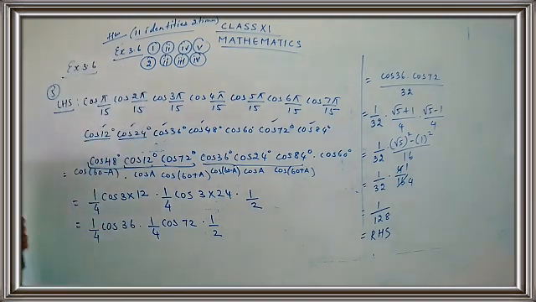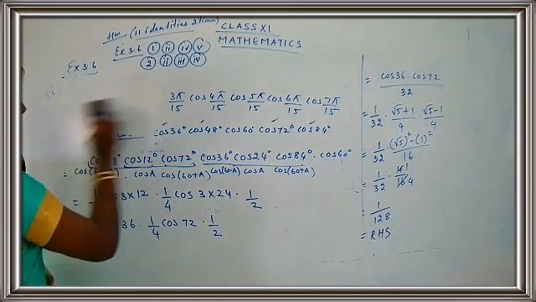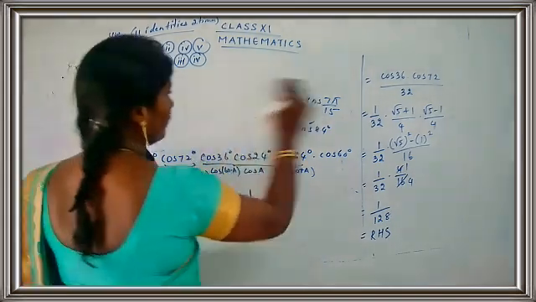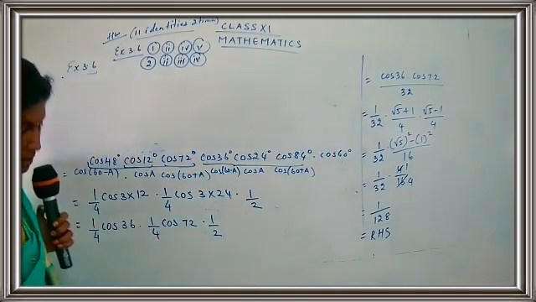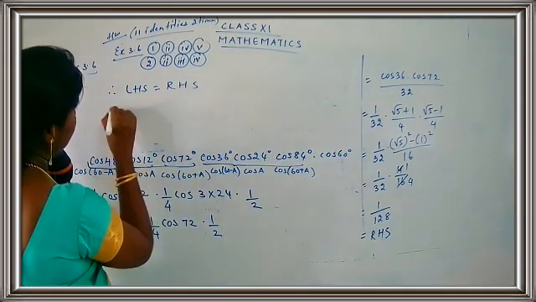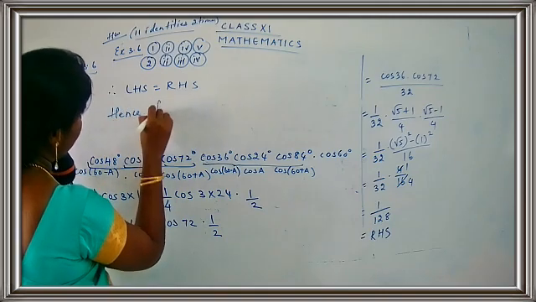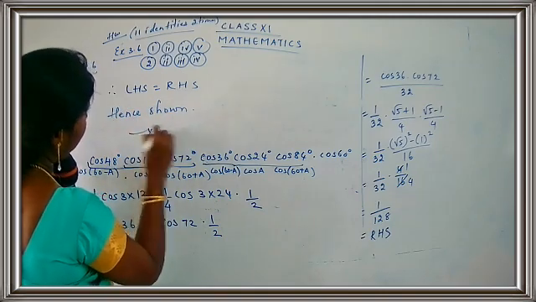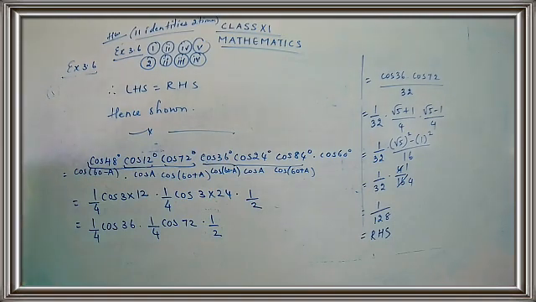So write the final statement. Therefore, LHS is equal to RHS. Hence, is it true or show? Show. Therefore, LHS equal to RHS. So we have completed our sum number 4.